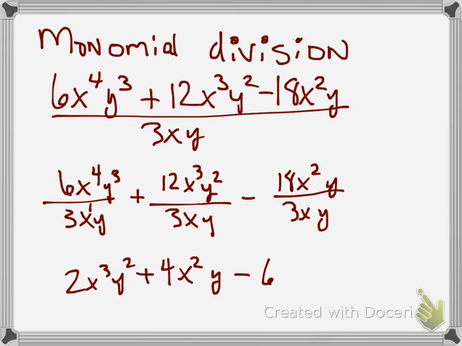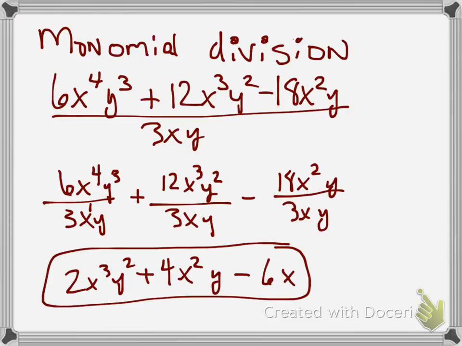2 minus 1 is 1, and then there is no y, because y and y would cancel each other out. This is like saying y to the first and y to the first. 1 minus 1 is 0, so there's no y. All right, so there you go. Monomial division. Pretty easy, right? I know. I get this one, sir. Okay, let's do one more example on this.